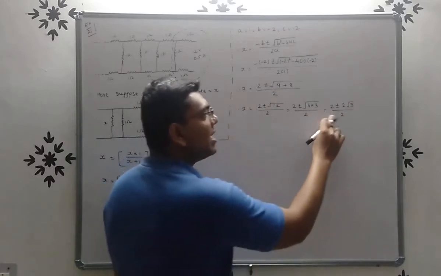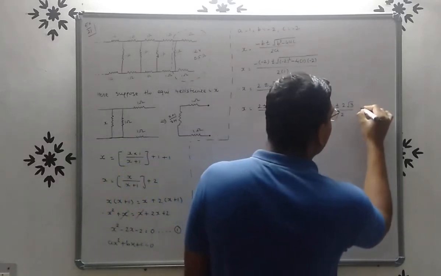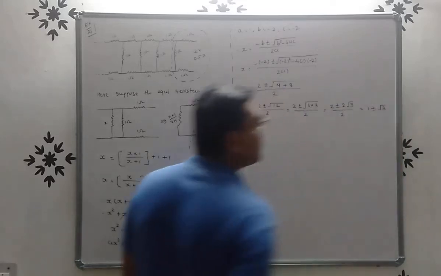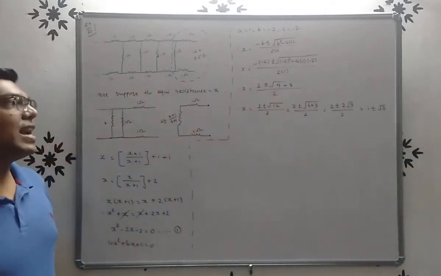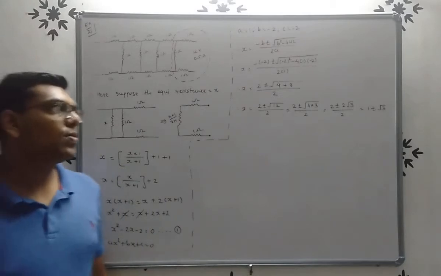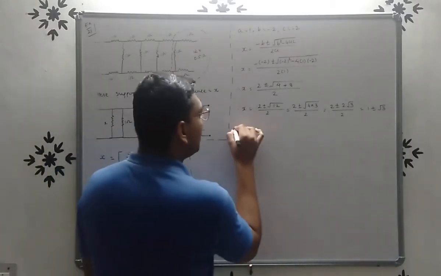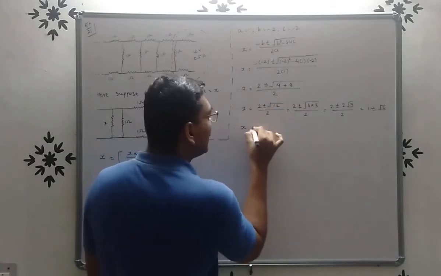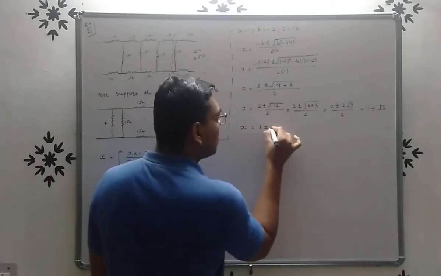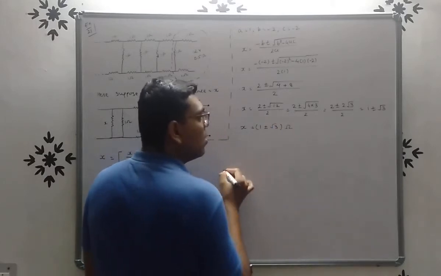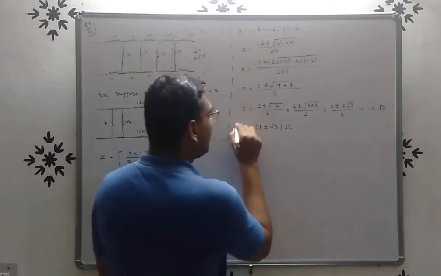So here we divided this equation by 2. So we get 1 plus or minus, 2 cancels, so root 3. Right. So here we get the value of x is equal to 1 plus or minus root 3. Right. So if we take the positive value, then we get x is equal to 1 plus root 3 ohm.